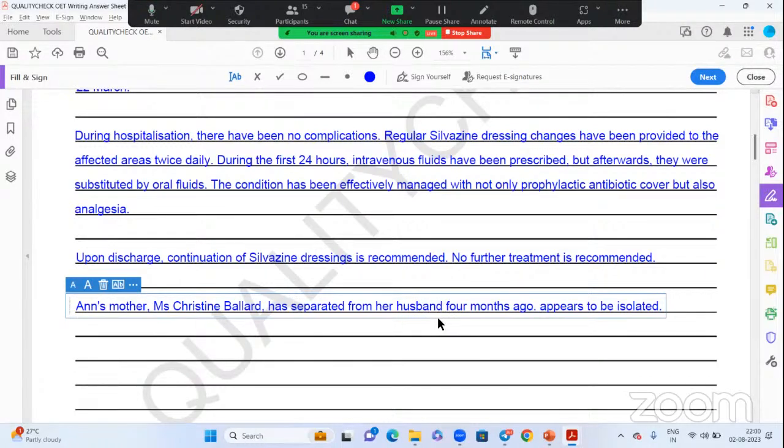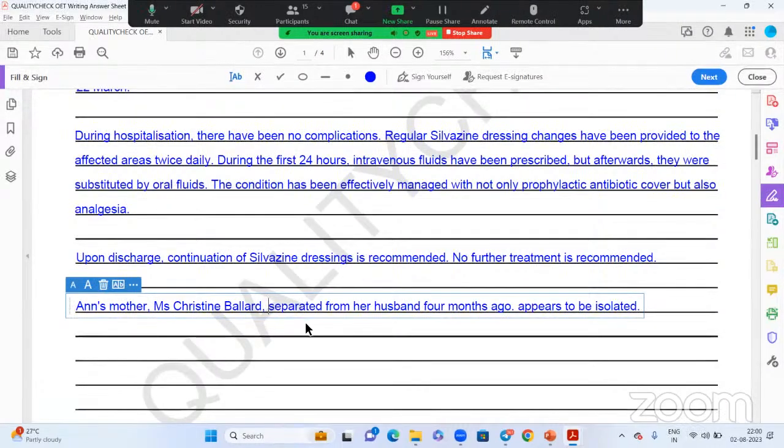So has separated means you can say recently or just separated 4 months ago. Be very careful. Both are right. But when you say simple past tense, you have to use ago. But if you say recently, you have to use has separated. Recently is has separated. Present perfect.